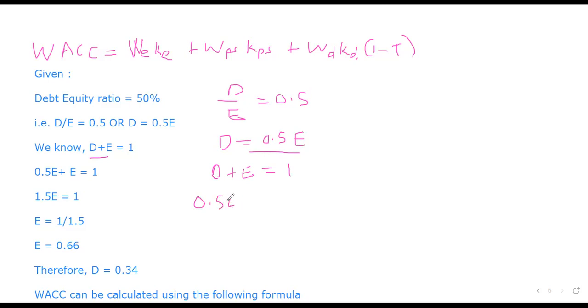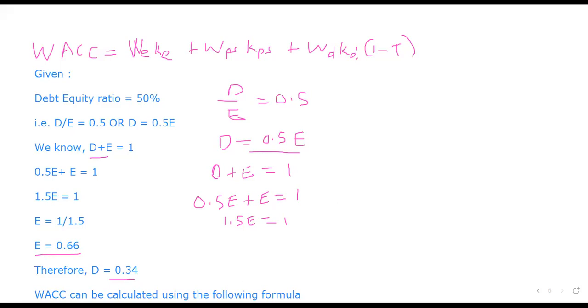0.5E plus E is equal to 1. So here we're going to have 1.5E equal to 1. We divide by 1.5 on both sides. Our E will be 0.66. So meaning of this composition, the remainder is our debt.